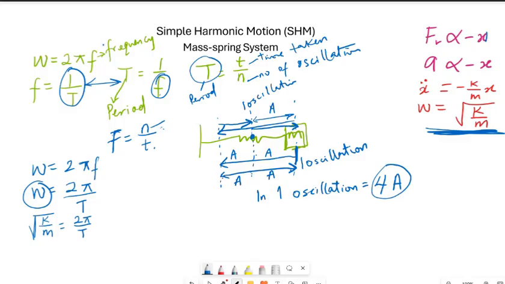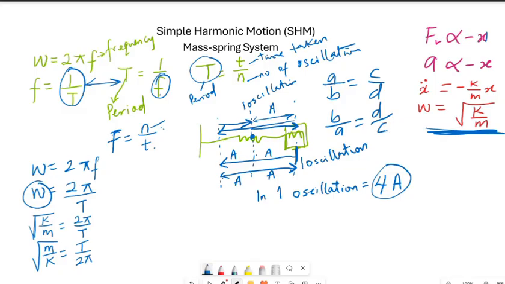If I flip, I will have square root of m over k. Remember we are looking for our period, so I will have T over 2 pi. I just flip them, so it's the same thing. It's like saying you have a over b equals c over d. You can flip them and say you have b over a equals d over c.